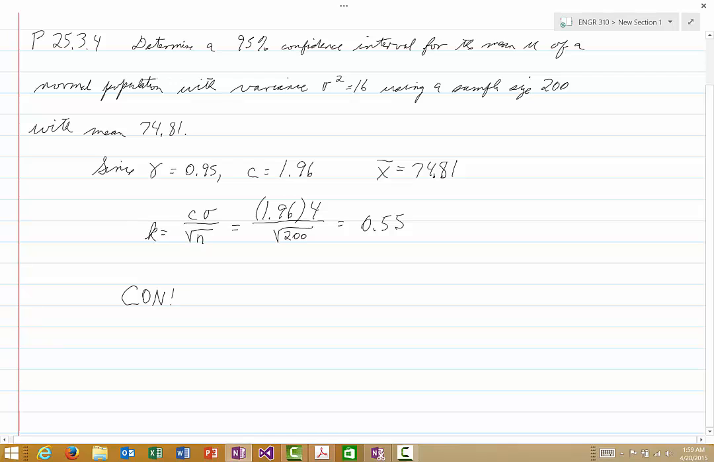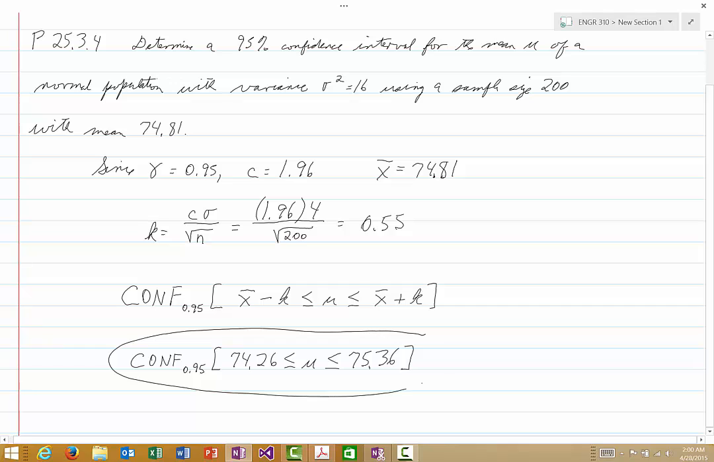And so we report our answer in the following way. The confidence interval with the 0.95 means it's the 95% confidence interval, and the numbers will be X bar minus K less than or equal to mu less than or equal to X bar plus K. And so when we stick in for X bar and for K, we get the final answer that the 95% confidence interval is 74.26 less than or equal to mu less than or equal to 75.36.